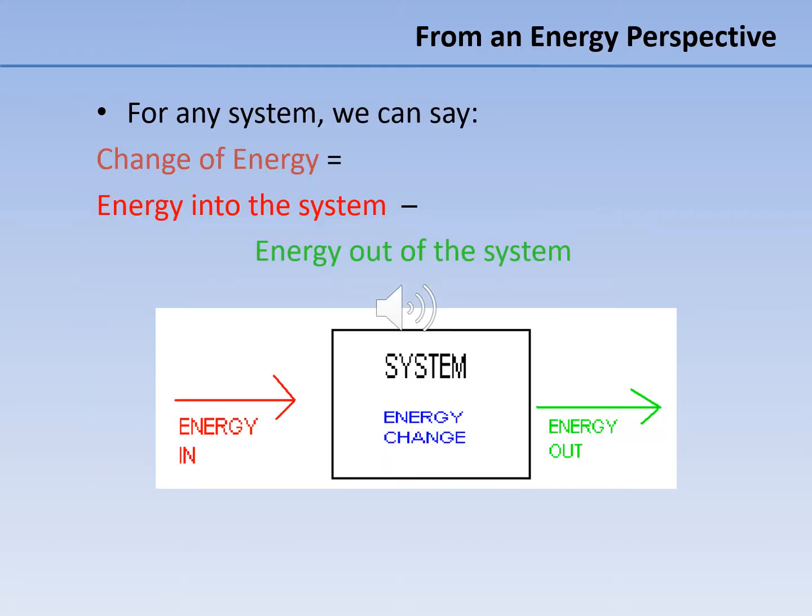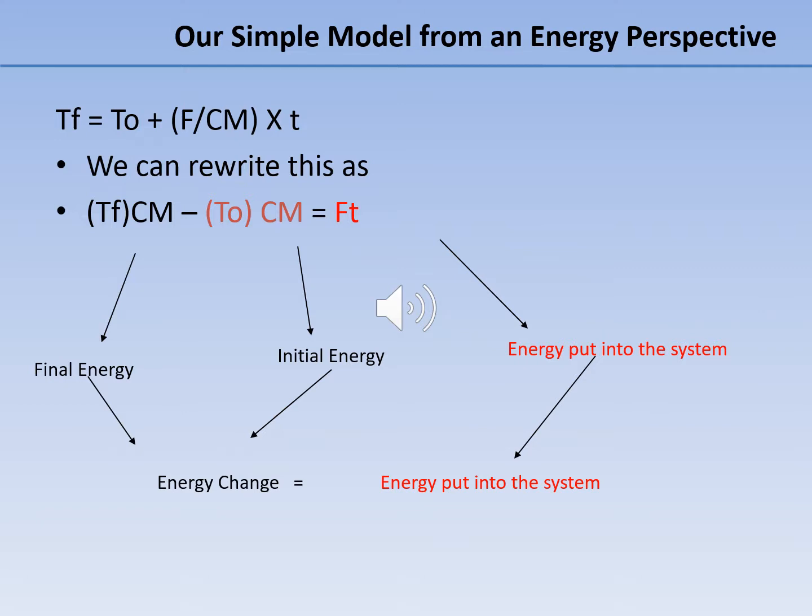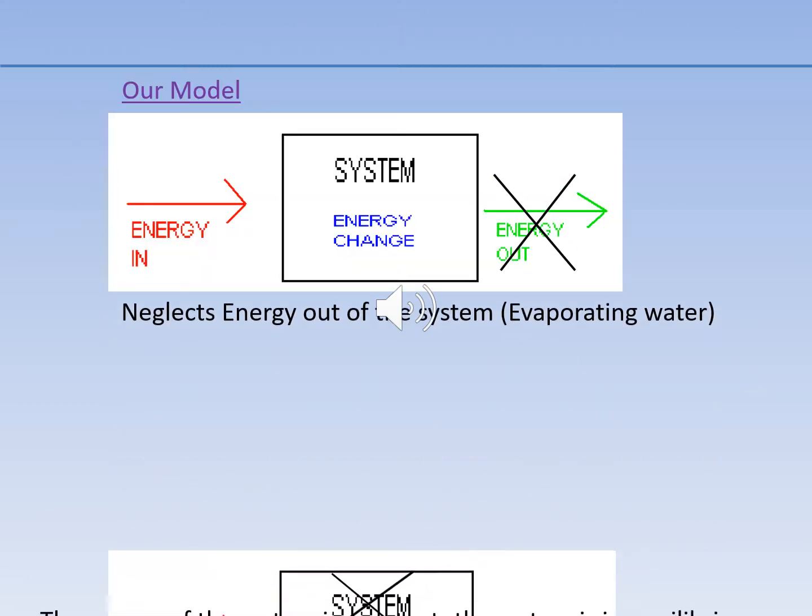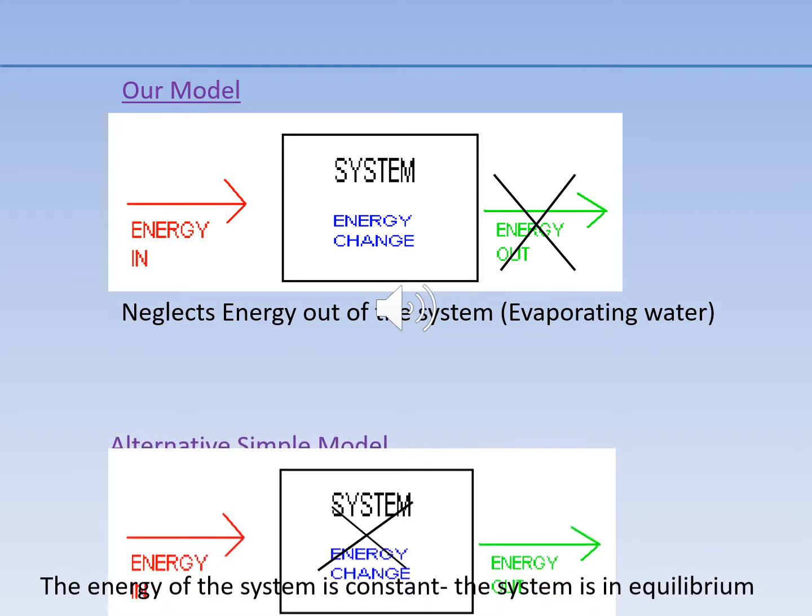For any system, we can say that the change in energy is equal to the energy into the system minus the energy out of the system. So if we rearrange our simple model into an energy perspective, final energy minus initial energy is equal to the energy that you put in the system initially. The energy change is therefore equivalent to the energy that you put into the system. So our initial model neglects energy out of the system by evaporating water.